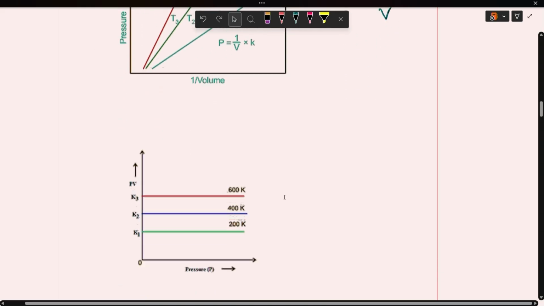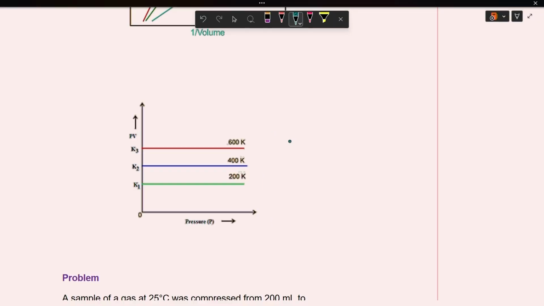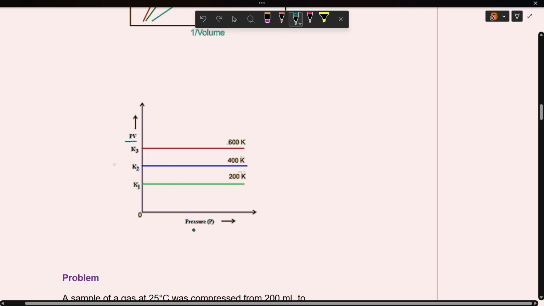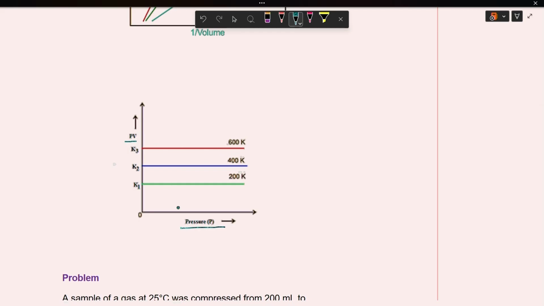Then next, I am going to take the product PV, pressure into volume, and that will be constant, and therefore, you get a straight line. See, for all temperatures, this K1, K2, K3 represents the temperatures in Kelvin, and you can see that even though the temperature is increasing, still the product of pressure into volume is a constant when it is plotted against pressure. See, we are getting a straight line parallel to the axis. So, this again proves that PV is a constant, or Boyle's law.